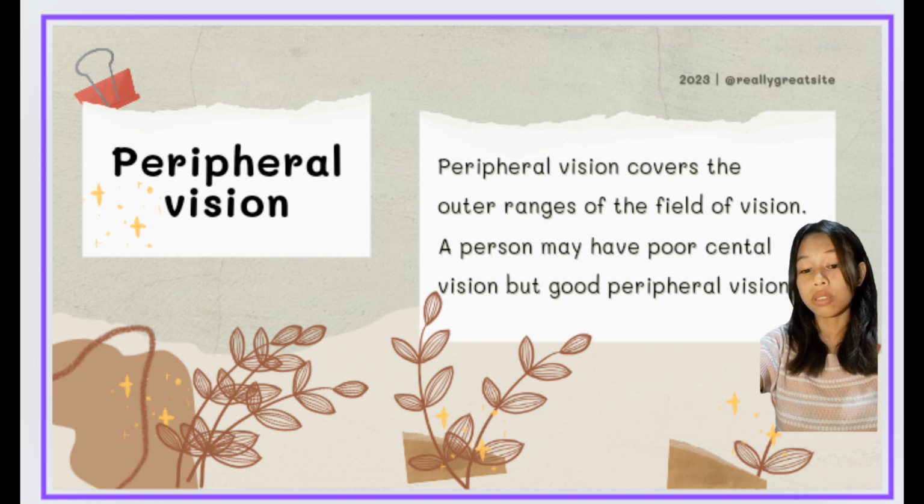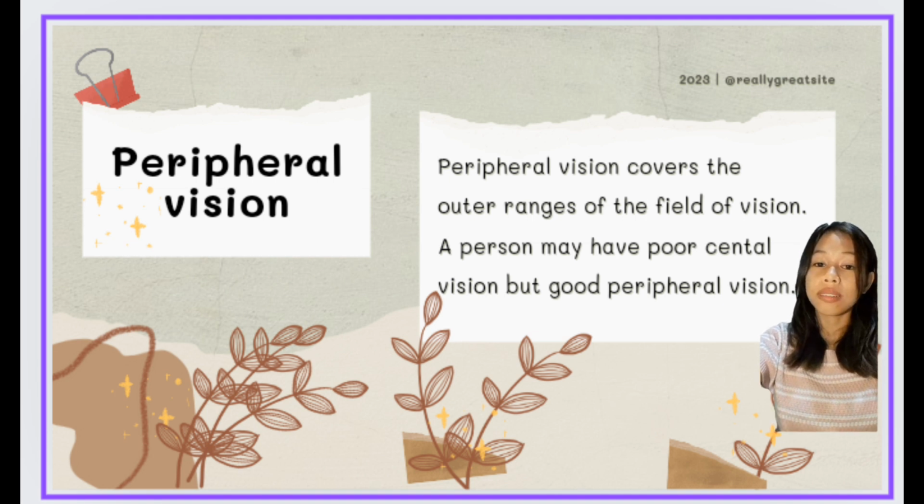Peripheral vision covers the outer range of the field of vision. So a person may have poor central vision but good peripheral vision. Peripheral vision refers to what you can see to each side, up and down, without moving your head, or everything that you can see that isn't in your central vision. Your central vision is what you see that is directly in front of you.